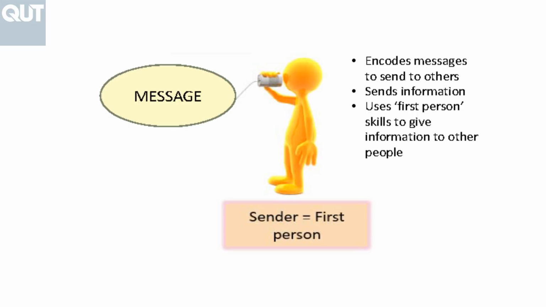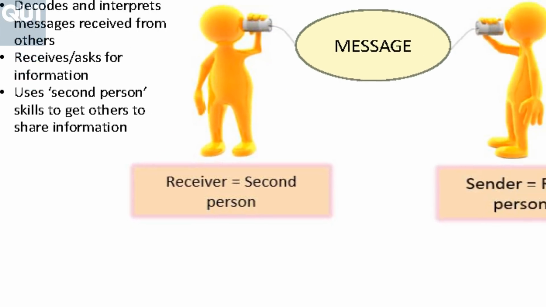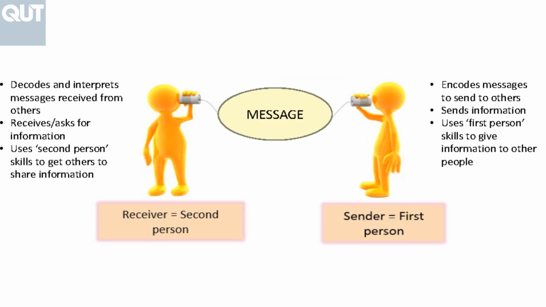The next role in our model of communication is that of receiver. Now, when you're in this role, you take in the message that has been sent to you, you decode it to decipher its meaning, and you'll then typically craft a reply based on your understanding of the message. You'll use your second-person skills when you are the receiver. These are all the skills that will help you to encourage other people to share information with you and will allow you to acknowledge that you have heard or received a message that someone is trying to send to you.